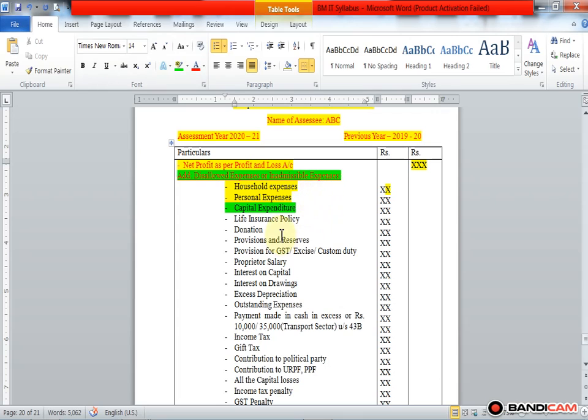Then life insurance policy for the taxpayer. Life insurance policy is a personal expense of that assessee, so it is also disallowed. Donation is also a disallowed expense in business. All provisions and reserves are disallowed in business. Provision for GST, excise duty and custom duty are disallowed expenses. Proprietor's salary is also disallowed, as it is not related to business expenses.